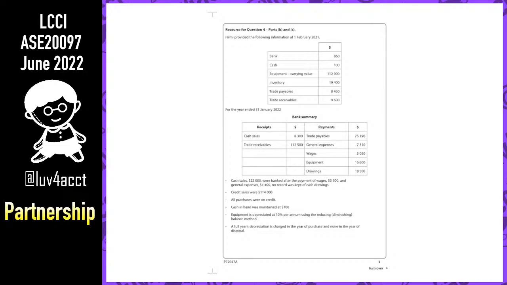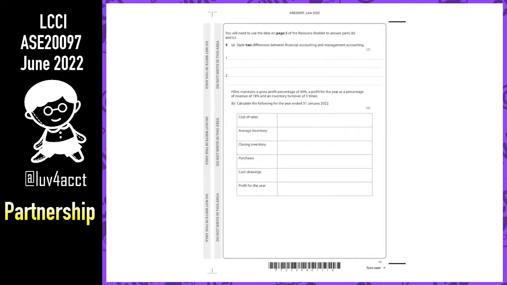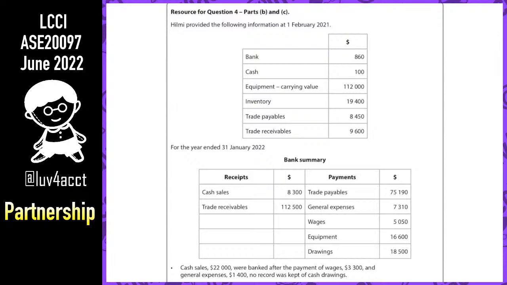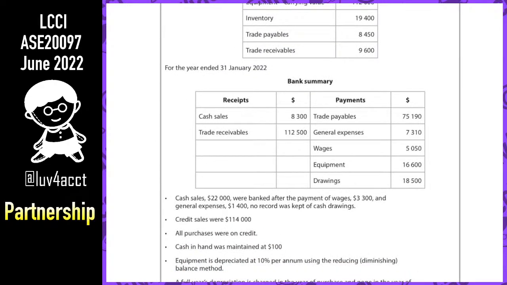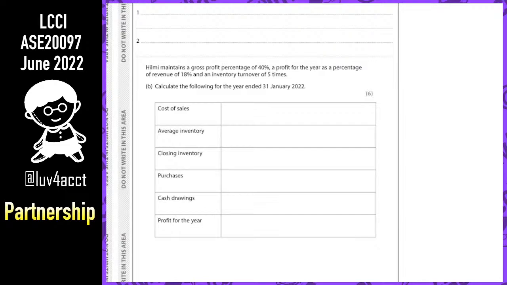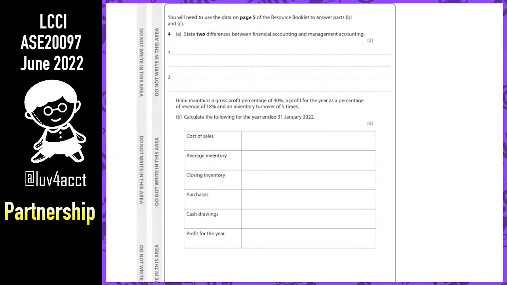Let's move on to question 4. Question 4 is related to single entry and incomplete records. When you look at the format, it is always like this: you have some balances, and then a bank summary, and then some other information, and then you have to work on the statement of profit and loss. Before you work on it, you calculate the balances. These are very important items that you need before you work on the remaining financial statements.